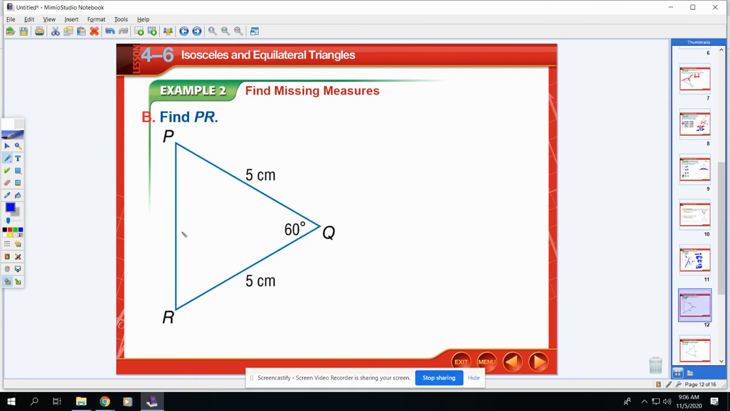Right here, we've got to find PR. So this looks like the same exact question we just dealt with. We knew that this was 60 degrees, which means that this is also 60 degrees. So this is in fact an equilateral triangle after we just found the two angles in the past question. Since this is an equilateral triangle, we know all three sides are going to be the same. Two of the sides are 5 centimeters, so this will also be 5 centimeters.